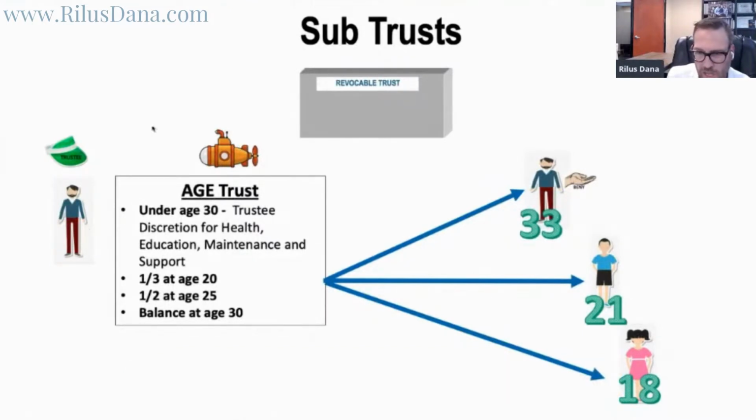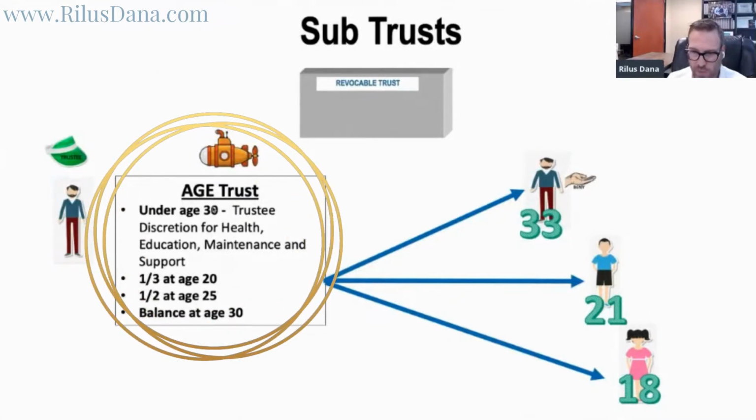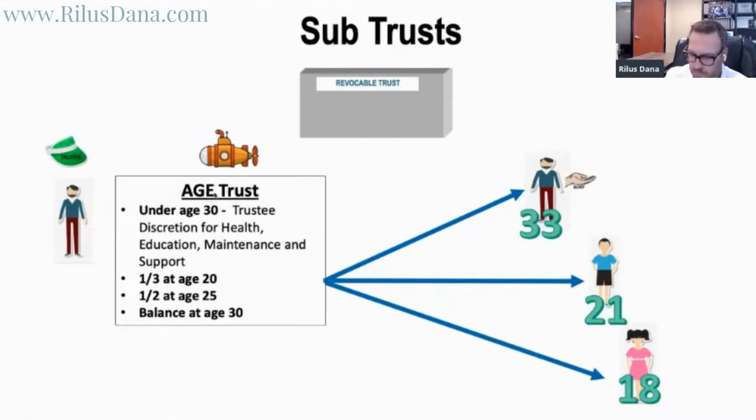So we need to look at what the conditions in the trust are after the trust creators pass away. This age trust is showing that beneficiaries under the age of 30 will have their share held by the trustee, and then they get 1/3 at age 20, half at 25, and then the balance at age 30. That's one of the most common subtrusts.